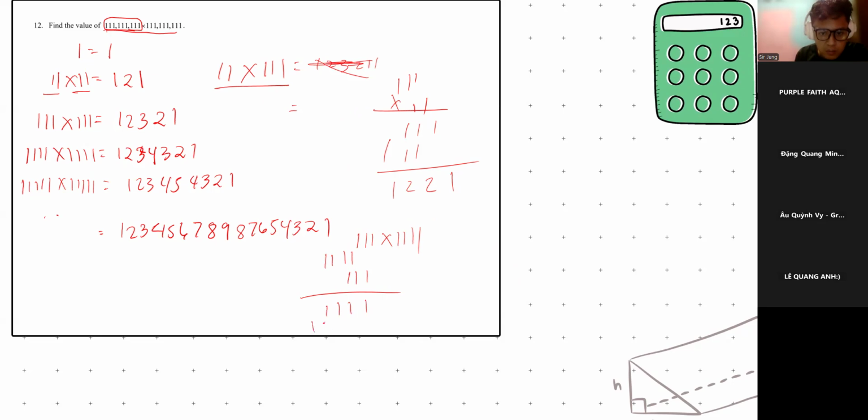1, 1, 1, 1, 2, 1, 3, 3, 2, 1. Okay. So if problems like this exist, where the other number has 1 more than the other, it should be the same. However, there should be no middle number.